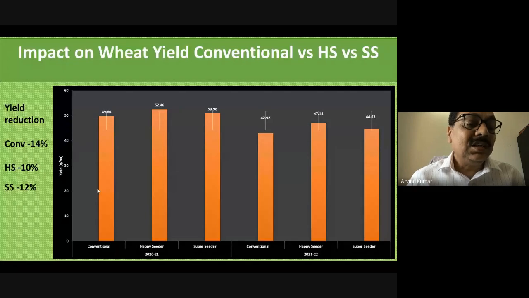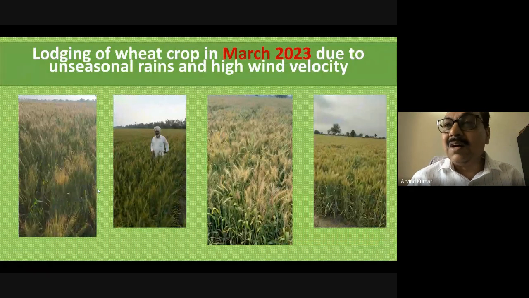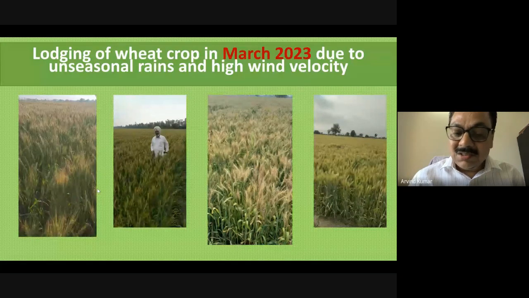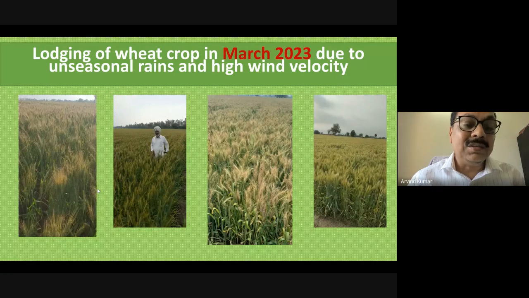So you see, the least impact was on the happy seeder. Why? There are several reasons for that. For further detail, you can go to this document which is available on our website. Now you see this year, from March 15 to 20, there was unseasonal rain, and due to the speed of wind, what happened? So you can see the field.